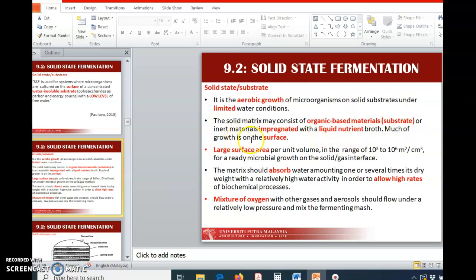Much of the growth is on the surface of the solid substrate. Large surface area per unit volume, which means that usually the substrate must be grinded into a small size so that we can get large surface area. The matrix should absorb water amounting one or several times its dry weight, because sometimes the water contain the nutrients, so we need to impregnate the substrate with water. Mixture of oxygen with other gases and aerosols should flow under relatively low pressure and mix the fermenting mash. Because this is aerobic fermentation.